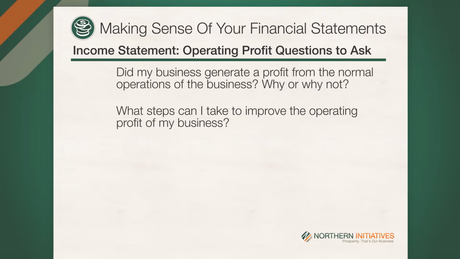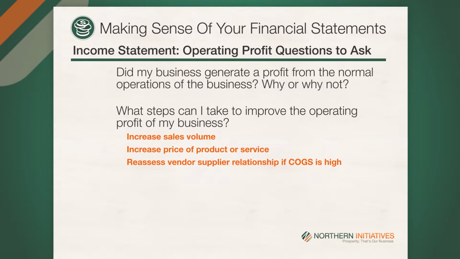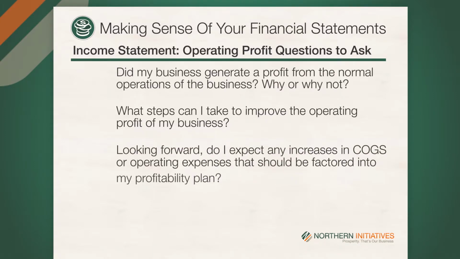Consider these options. Increase sales volume, increase price of product or service, reassess vendor-supplier relationship if cost of goods sold is high, and review operating expense line items for potential reductions. Looking forward, do I expect any increases in cost of goods sold or operating expenses that should be factored into my profitability plan?